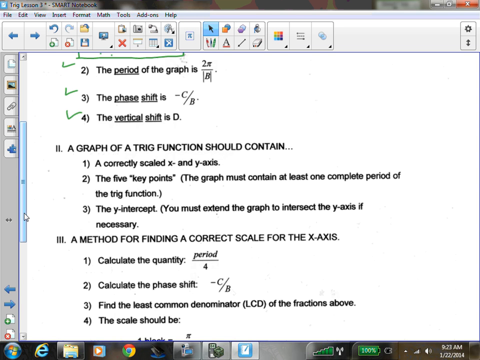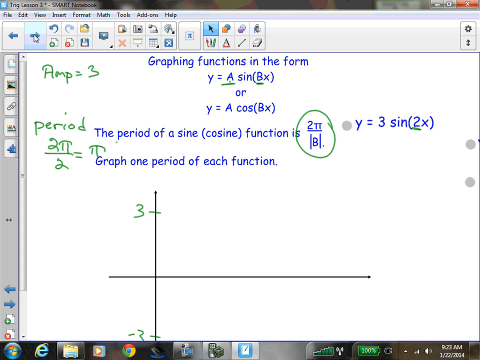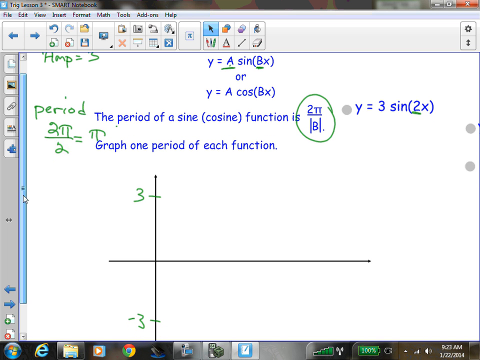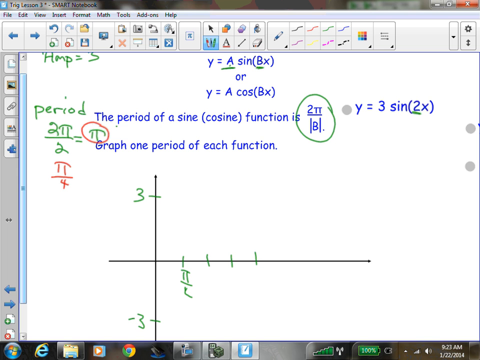All right, so now let's go back to where we were and deal with that. If I take the period here and divide it by 4, that tells me the distance between the tick marks. So when I start writing out tick marks here, this is pi over 4. And if I count by pi over 4s, it's 1 pi over 4, 2 pi over 4, 3 pi over 4, and then 4 pi over 4, and that will get the x-axis scale correctly.